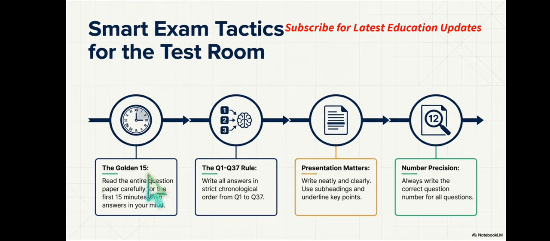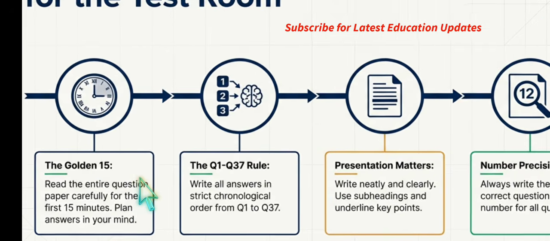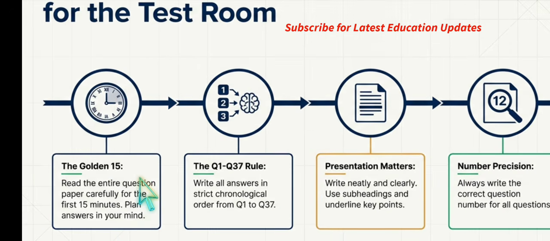Now dear students, let us look at the smart exam tactics for the test room, right? So here the golden rule is, please exclusively dedicate your 15 minutes of valuable time to have a cursory glance at each and every segment of the section A, section B and section C, and have an understanding of the easy areas and difficult areas in your rough paper. Then the golden rule is, from question number 1 to question number 37, you have to attempt even if you don't know the entire answers of the entire questions.